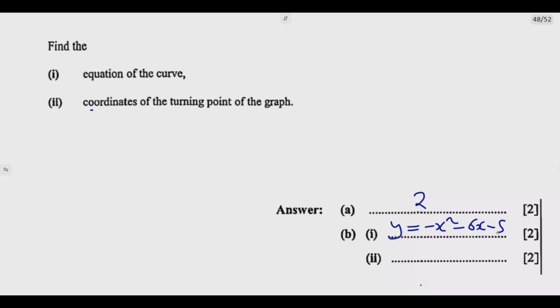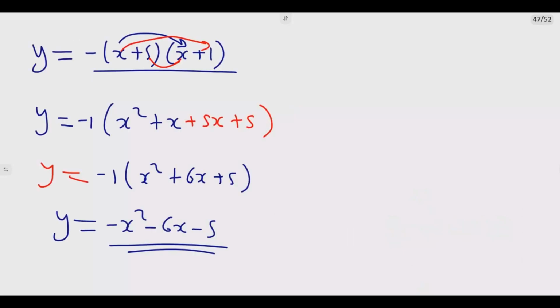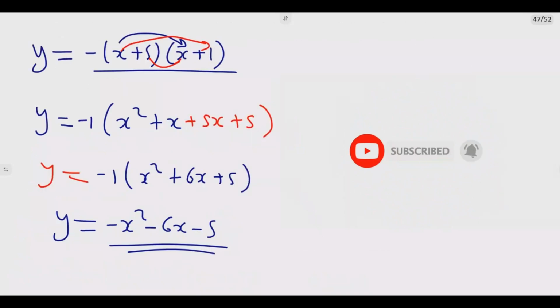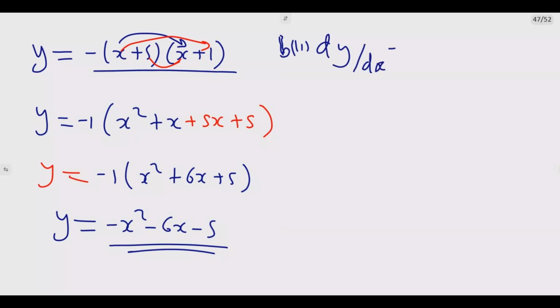Then we need to find the coordinates of the turning point. So how do you find the turning point? To find the turning point, the easiest way is to find just the first derivative, because at this turning point, the gradient is 0, so equate to 0. Then for the value of x and y, just differentiate this function. So dy dx equals minus 2x.